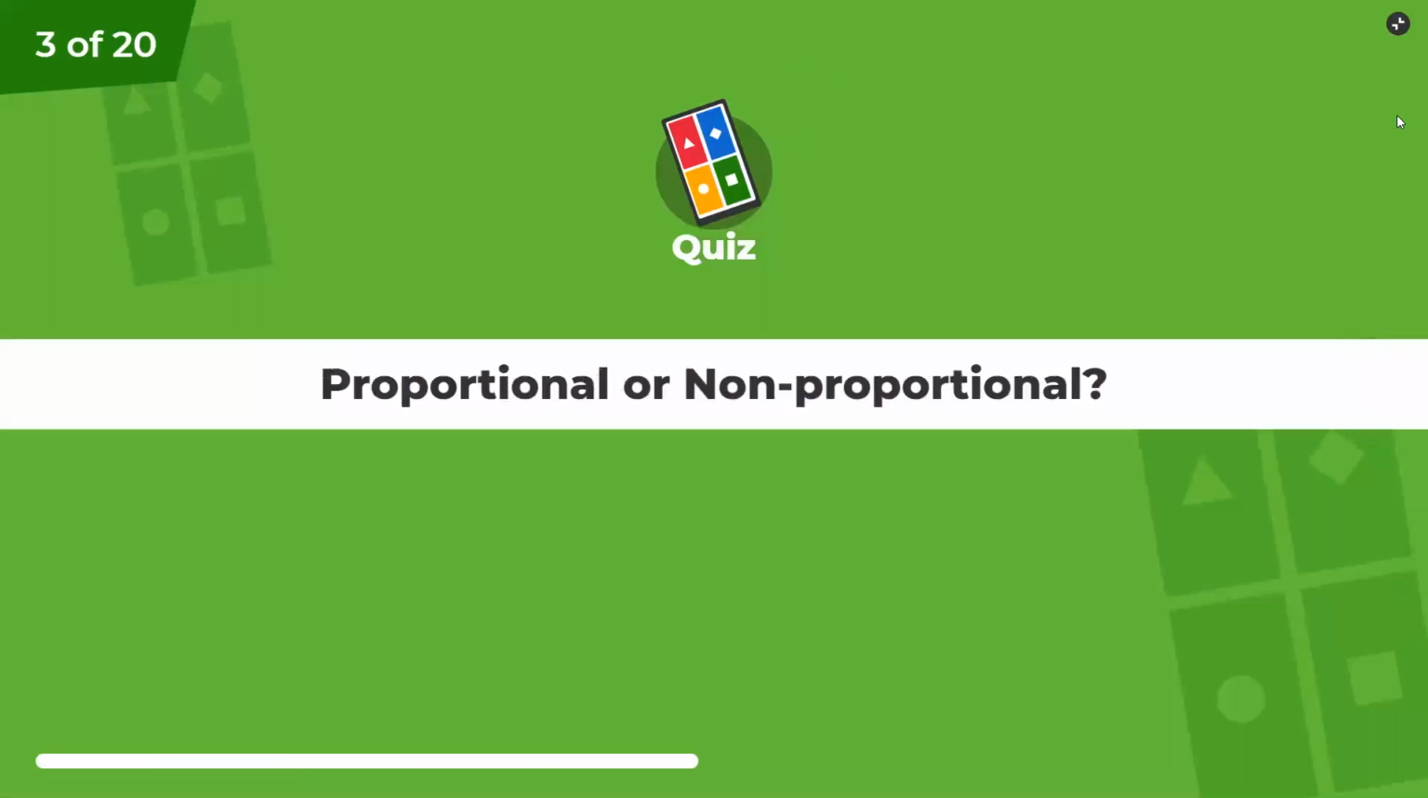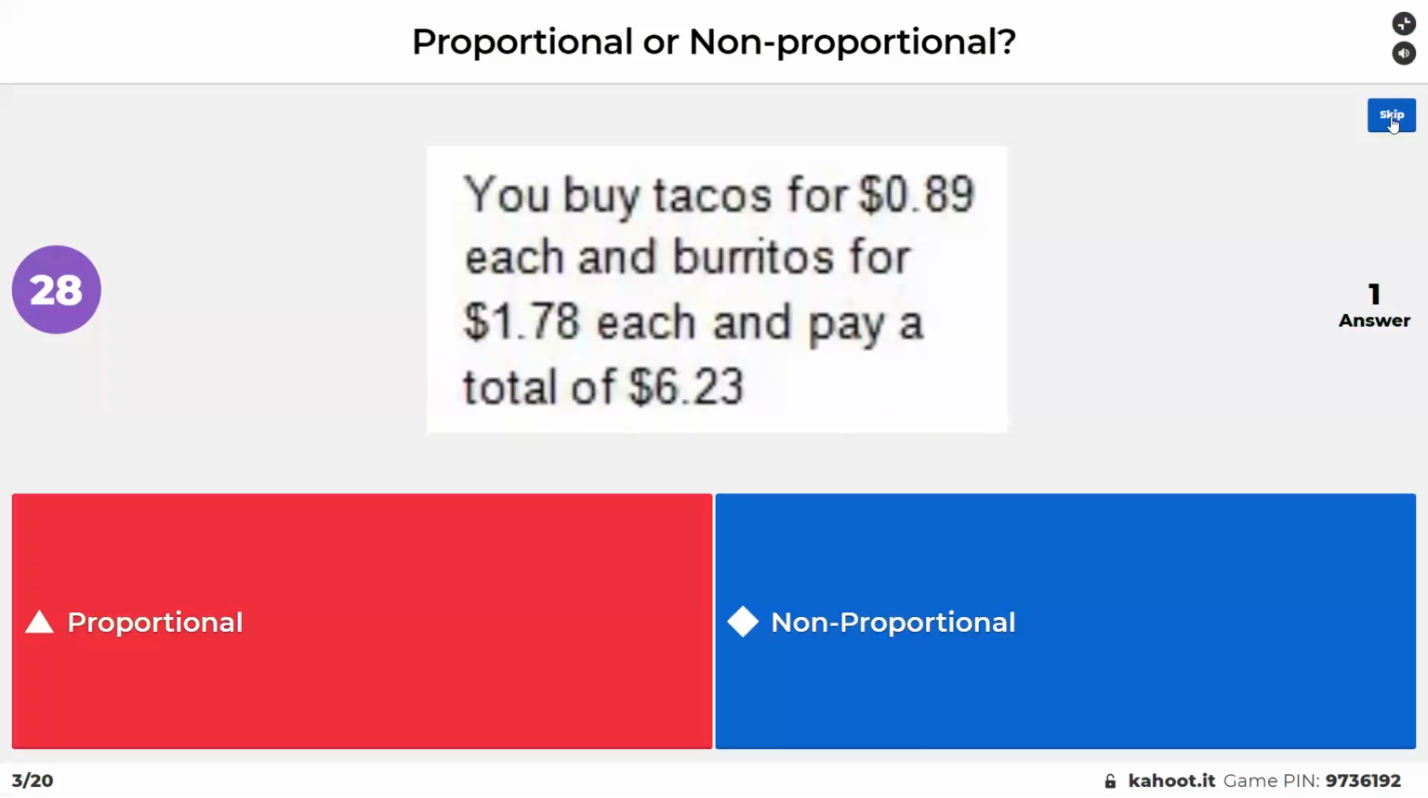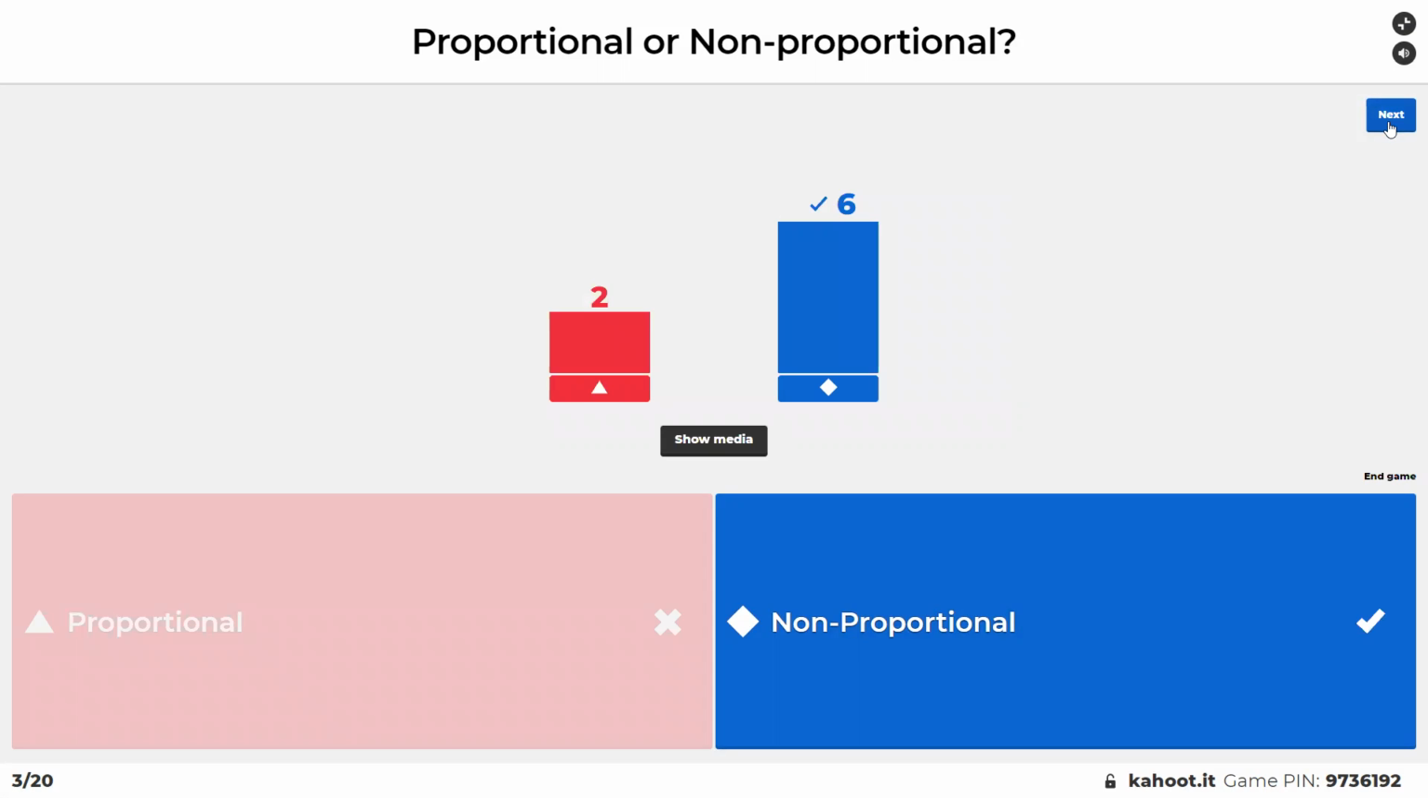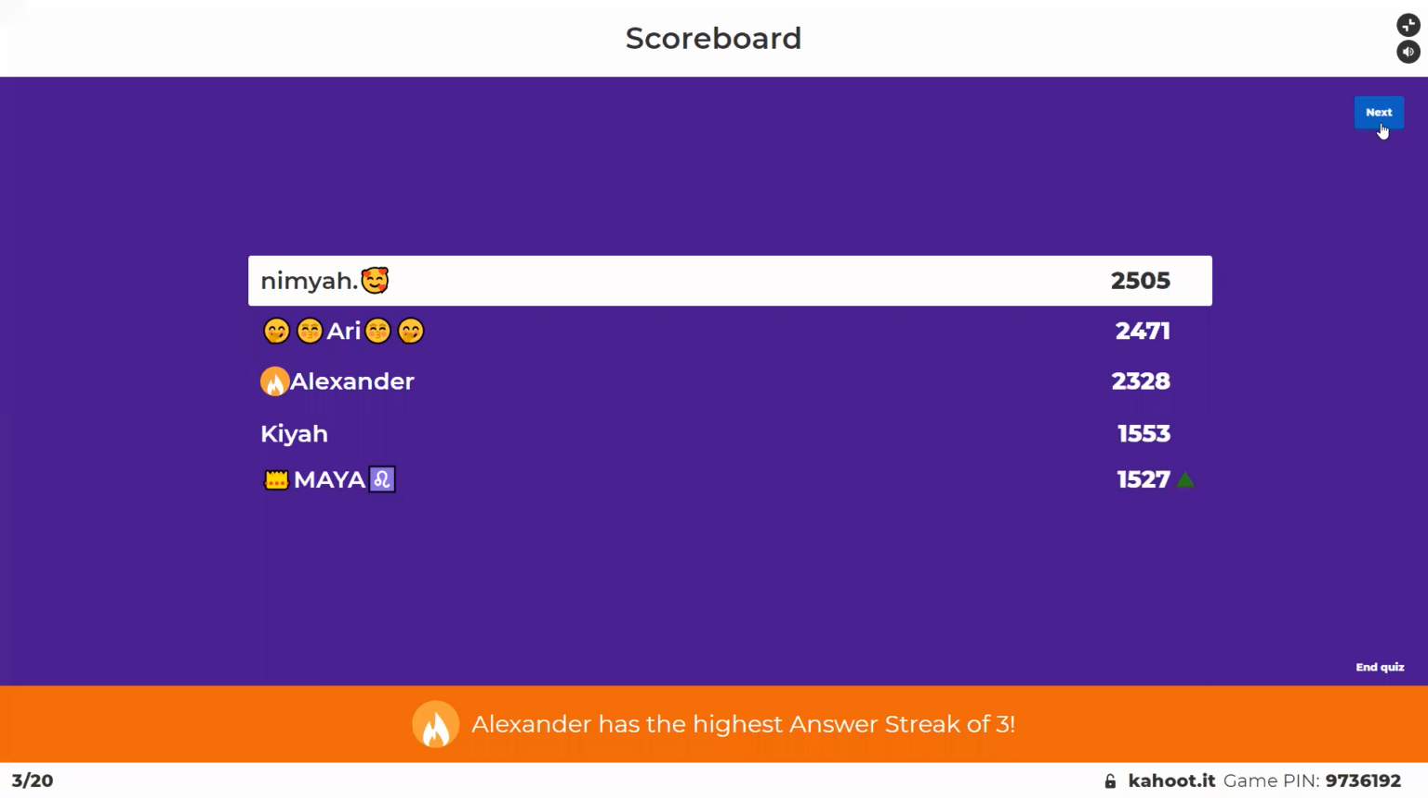All right, number 3, proportional or non-proportional? You can buy tacos for 89 cents each and burritos for $1.78 each and pay a total of $6.23. Is this proportional or non-proportional? So this one's actually going to be non-proportional. It's kind of tricky, and I can explain that one when we have more time, maybe. Good job, Maya, coming up.